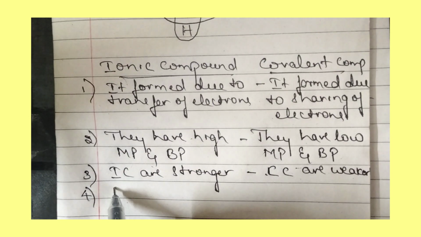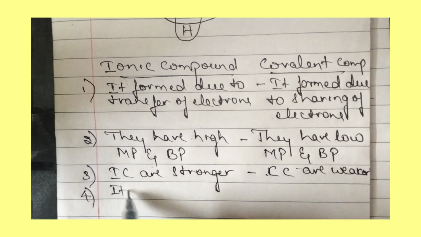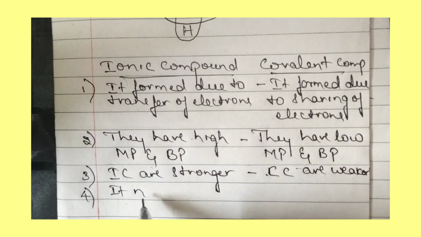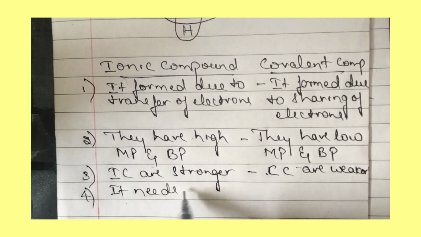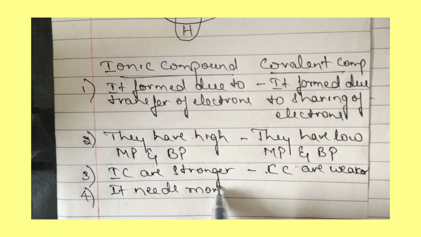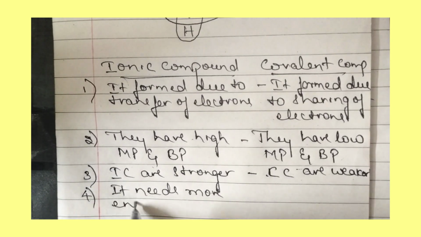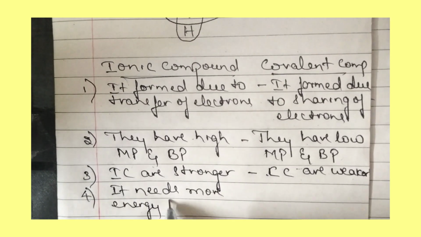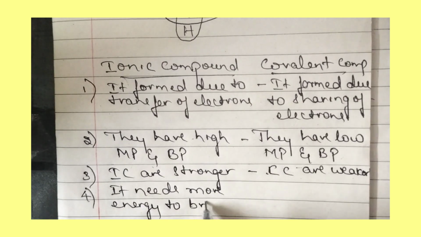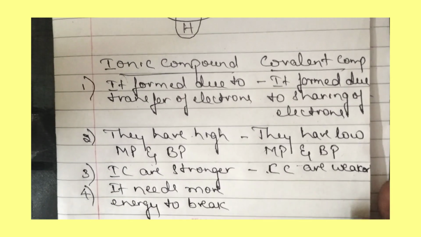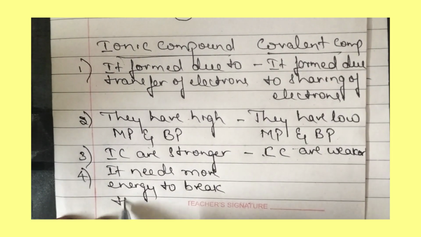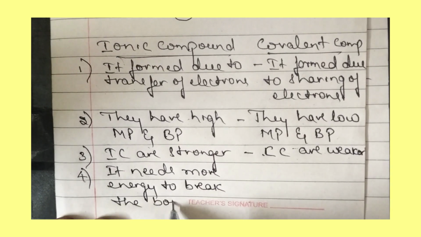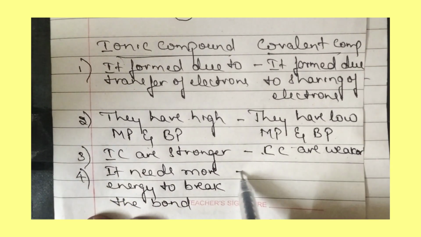Next, the fourth difference. Since ionic compounds have high MP and BP, it needs more energy. It needs more energy to break the bond. So to break the bond, more energy is needed.